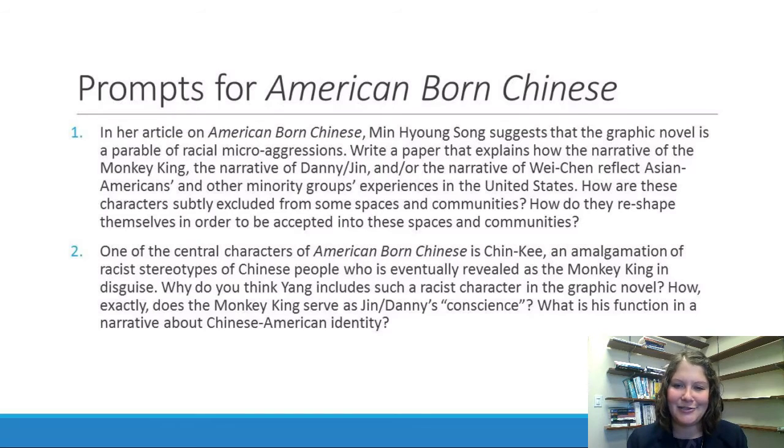So this question basically asks you to think more about Qin Ki, about what role he plays in the novel, and about what it is that he does for Jin/Danny, and then finally how this also relates to the broader issue of Chinese American identity. So these are two possible prompts. If you have other things that you find interesting or you'd like to write on in American Born Chinese or the other two novels that we've read, feel free to run those by me as well. So I'm open to other ideas. These are just starting points that you can use if you're having trouble getting started.